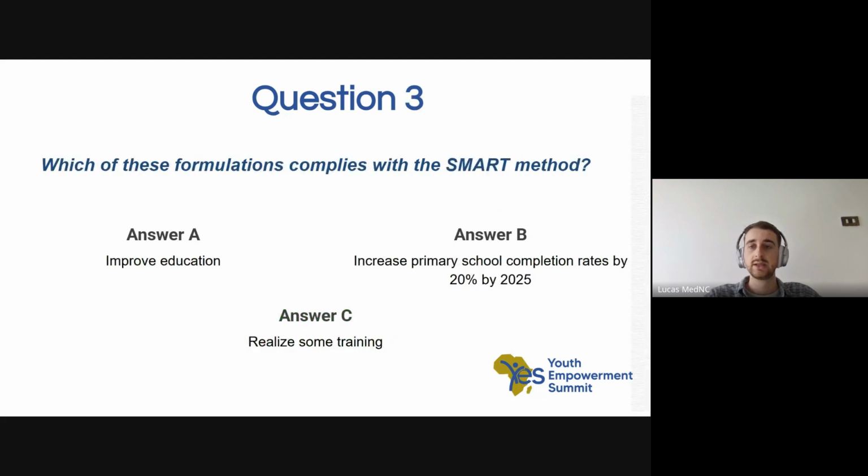Question 3. Which of these formulations complies with the SMART method? So which one of those three objectives is following the SMART method? Answer A, improve education. Answer B, increase primary school completion rates by 20% by 2025. Or answer C, realize some training.